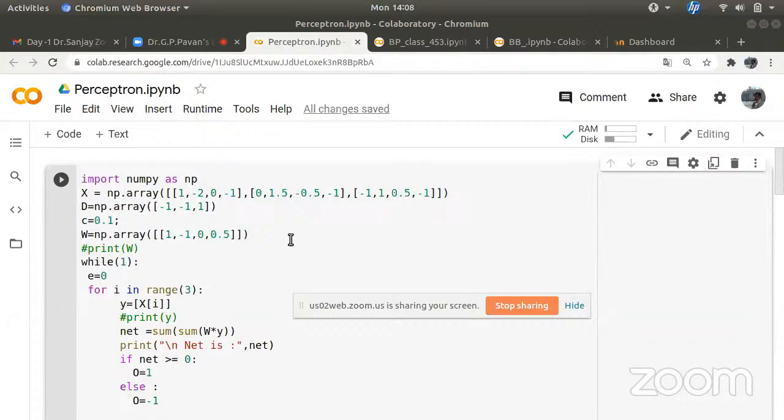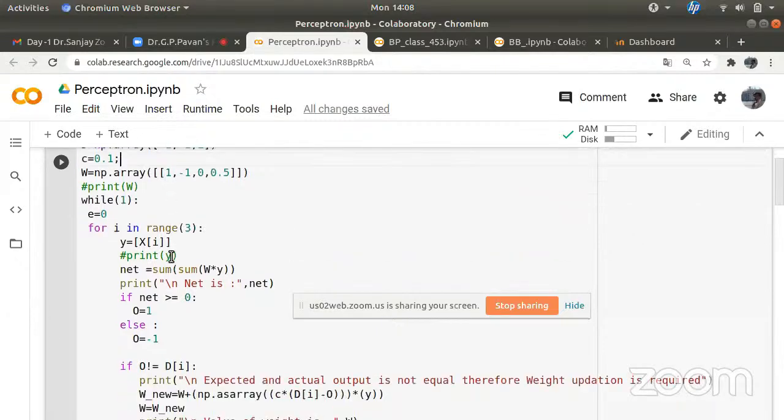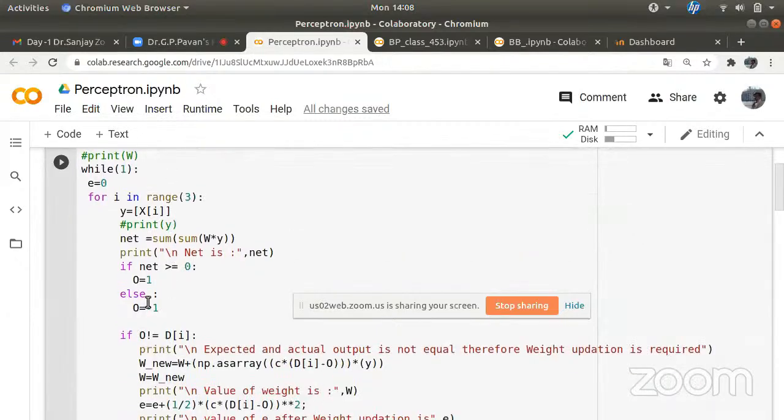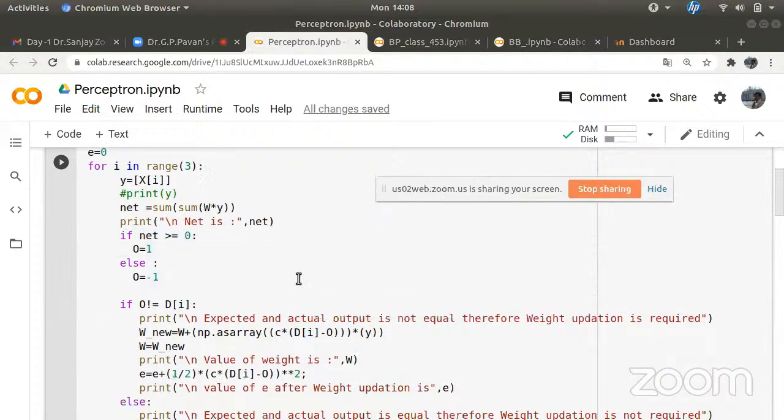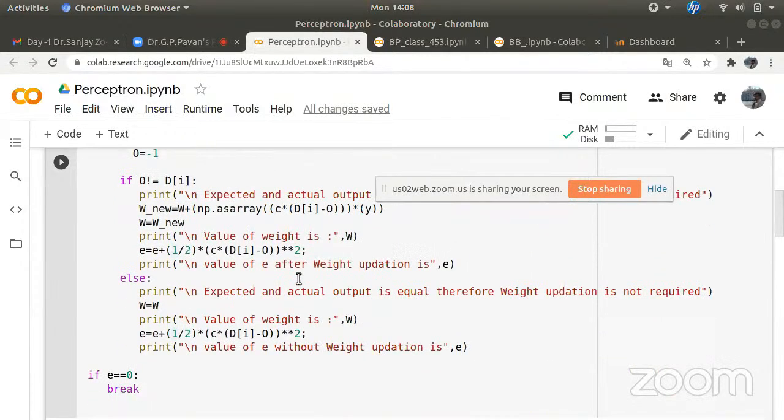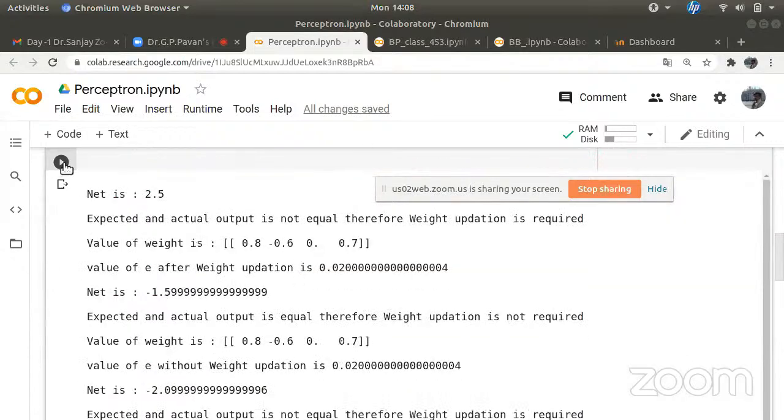This is a Python script where you have the vectors x1, x2, and x3, the desired output, a constant value, and the weight vector is also given. As per our discussion, we calculate the net value, and then the net value is given to the bipolar binary activation function. If net is greater than 0, you get +1, otherwise -1. And finally you apply step 1, step 2, step 3.